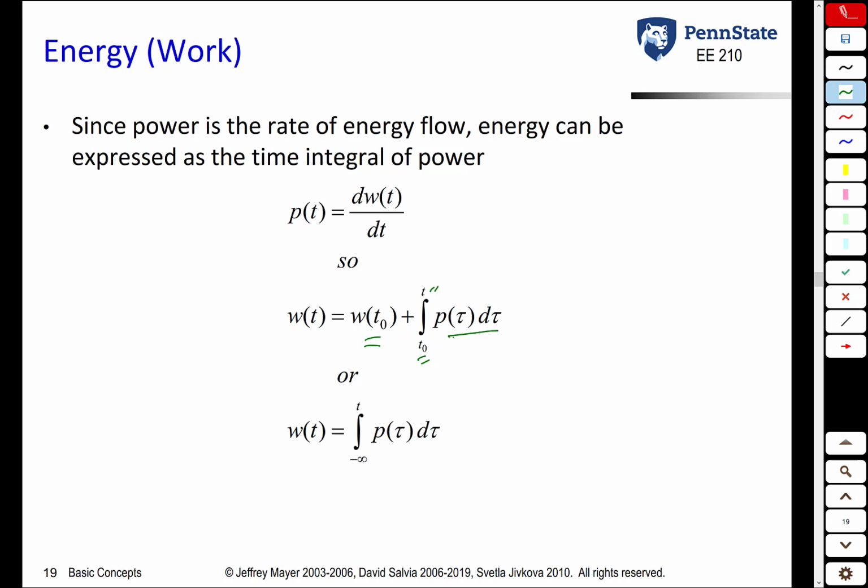Just like with the charge current relationship, we use a dummy variable tau here so that we don't get confused with this t that's in the integral. And the energy starting from minus infinity would be the integral from minus infinity to t of P of tau d tau.